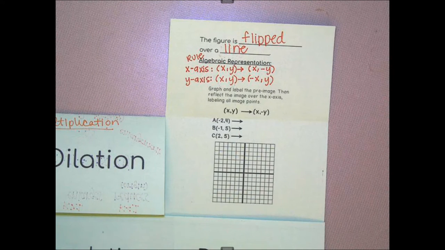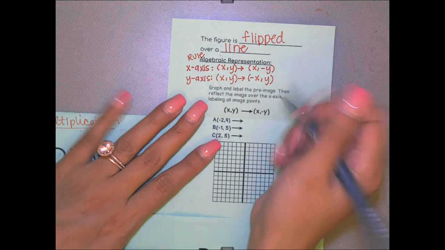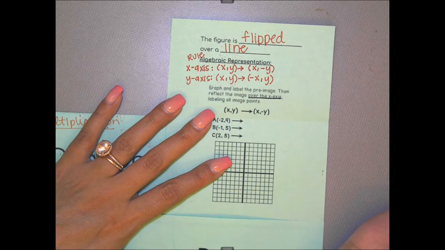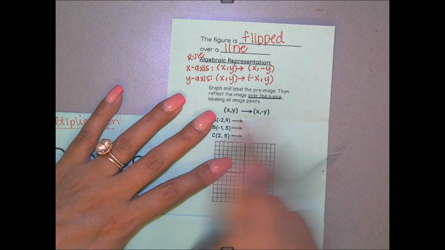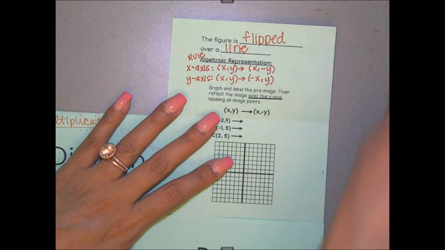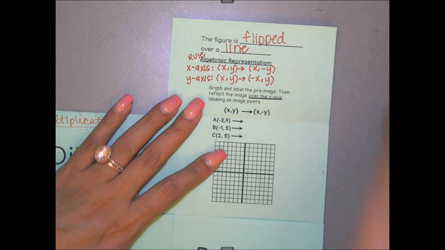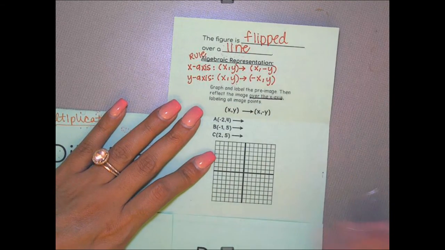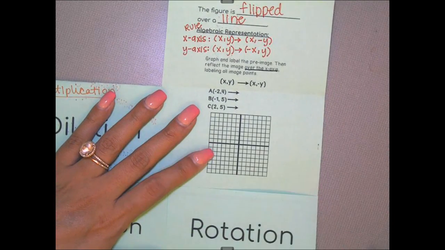So let's go ahead and do this example. It says graph and label the pre-image, then reflect the image over the x-axis, labeling all image points. So over the x-axis, and it gives me my rule, x comma y turns into x negative y. So before I start messing with the rule, I'm going to go ahead and graph my image.